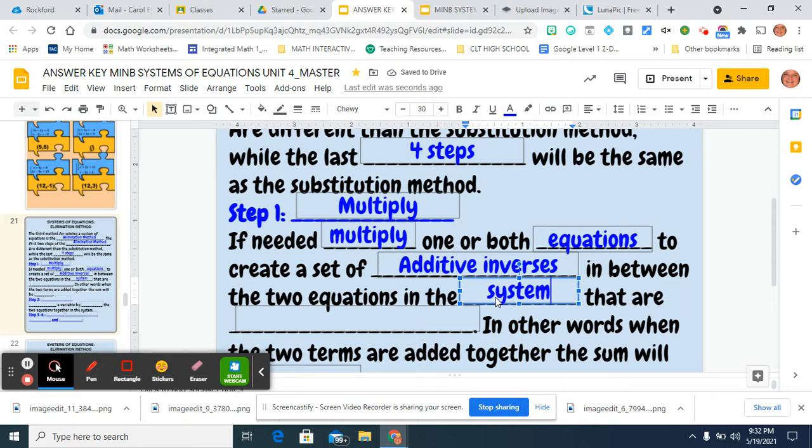So in order to eliminate in math, we want to create that 0 when we're adding and subtracting. The two items have to be additive inverses. So for example, 3 and negative 3 are additive inverses because when we add them together, 3 plus negative 3 equals 0. So that is what an additive inverse is. You've also been using a lot of them when you solve equations. So if needed, multiply one or both equations to create a set of additive inverses between the two equations in the system.